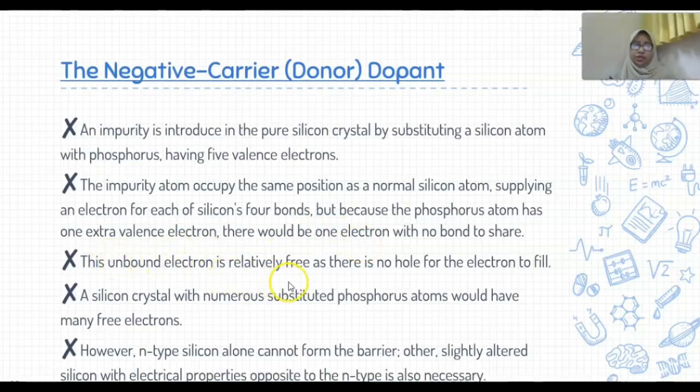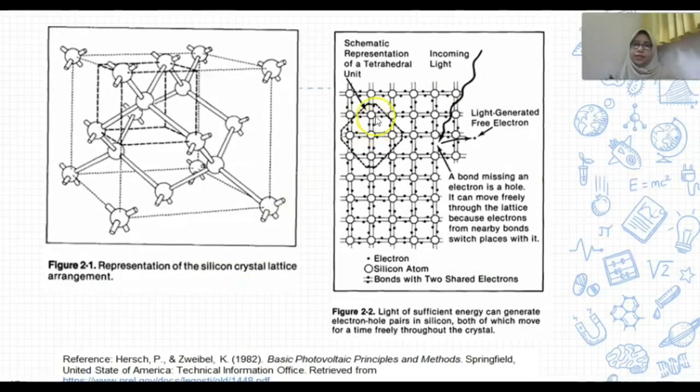This unbound electron is free, as there is no hole for the electron to fill, so it can move around freely. A silicon crystal with numerous substituted phosphorus atoms would have many free electrons, which means if this many silicon is substituted with phosphorus, you would have many free electrons, because each phosphorus has one extra electron.